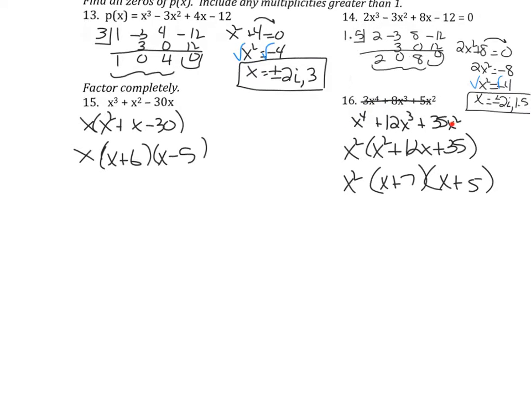x to the 4, 12x cubed, 35x squared. Take out what they have in common, which is an x squared. What that leaves is an x squared, a 12x, and a 35. So I'm trying to think of factors of 35 that would give me 12, and it was plus 7 and plus 5.